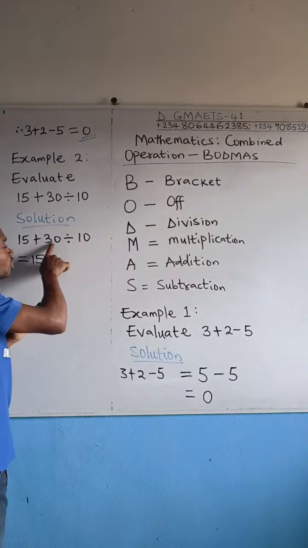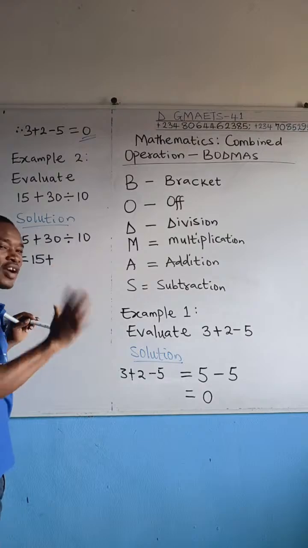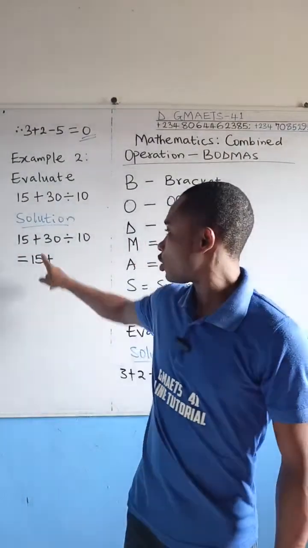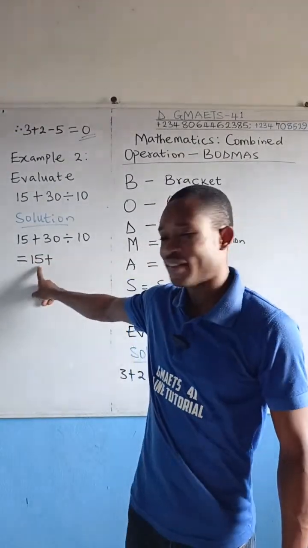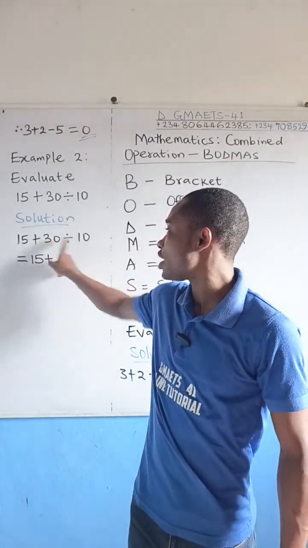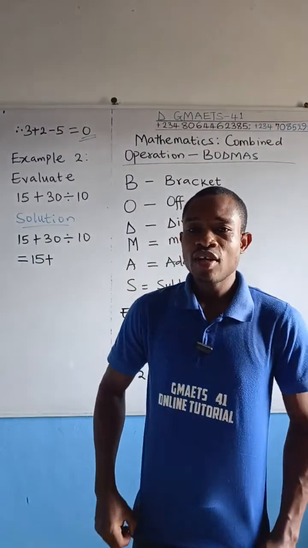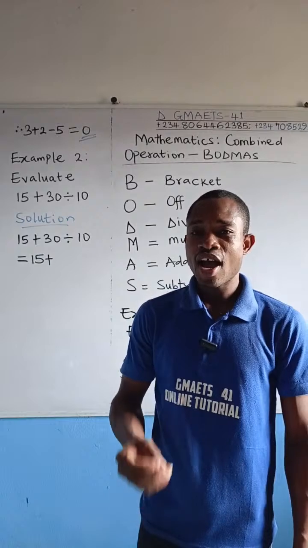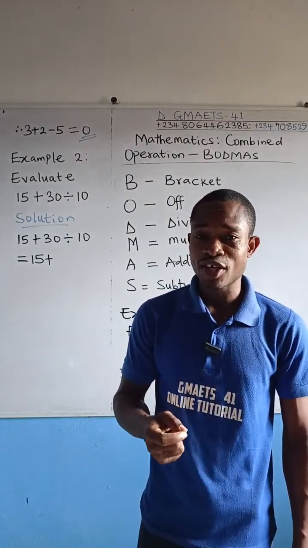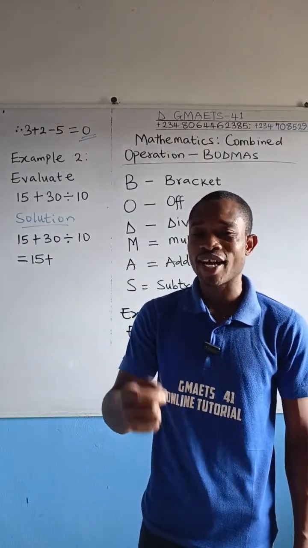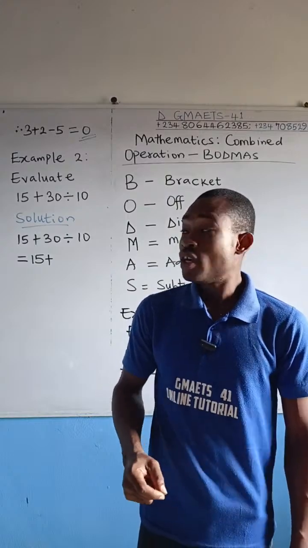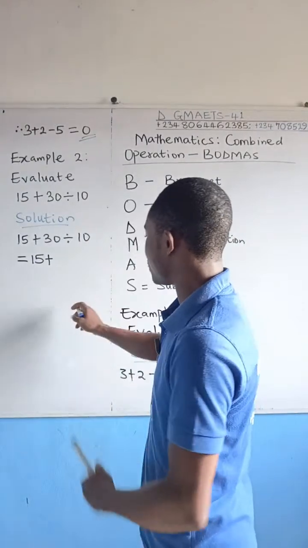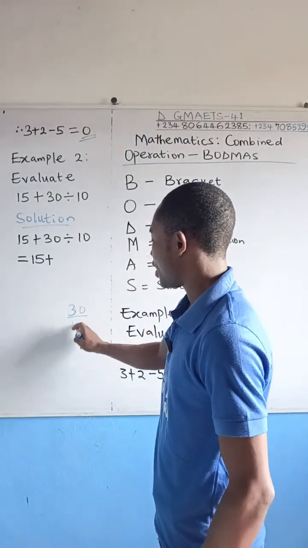Then solve 30 divided by 10 first. You notice that I did not touch the 15. The 15 remained like that. After that, you have your plus. Then do 30 divided by 10. 30 divided by 10 will give you what? 3. I have taught you multiplication. And with the knowledge of multiplication, you can handle division anytime. If you are dividing 30 by 10, which is the same as 30 over 10.